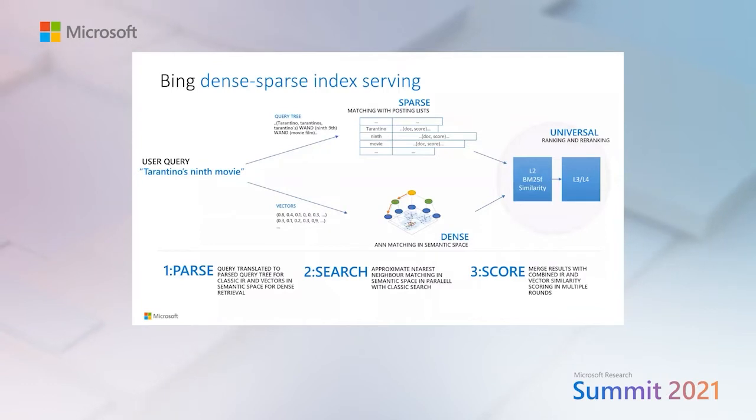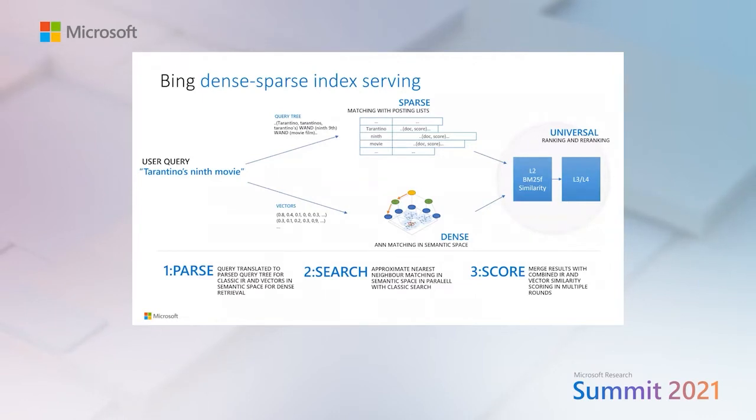In parallel, we also use the vector and we do an approximate nearest neighbor matching in a massive semantic space. Each of the hundreds of billions of documents is also represented in the vector space, and we find the documents that are nearest in this space to the vector.